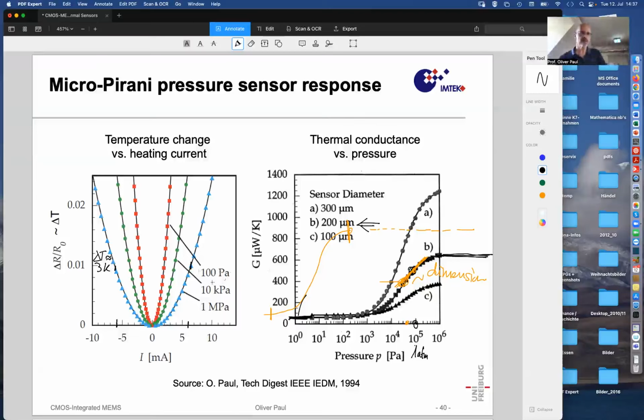If I now decrease the pressure to 100 Pascal, in order to reach the same temperature increase of 3 Kelvin, I need to heat much less, namely 2 milliamps. Why? Because only the horizontal conduction is still there, and at 100 Pascal, there is virtually no gas conduction anymore. So to obtain the same temperature increase, I can have a much lower current.